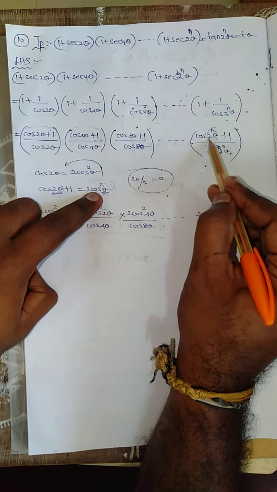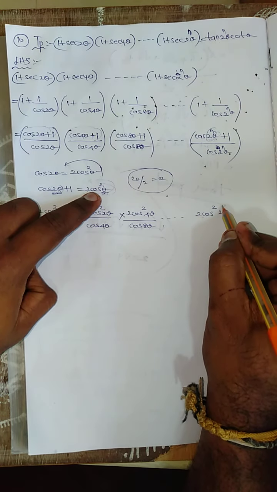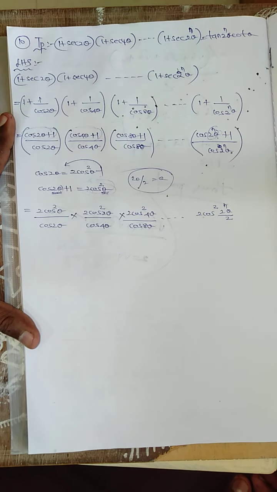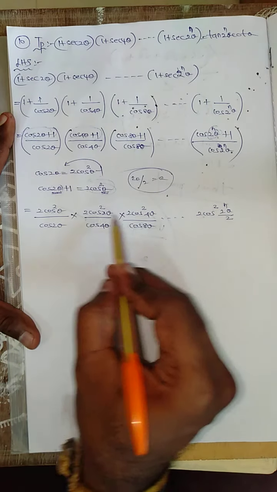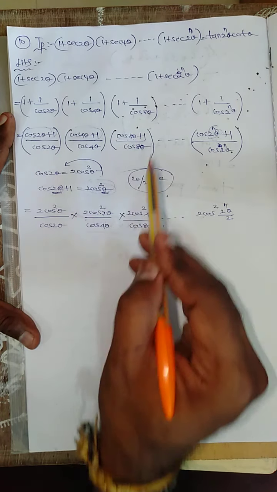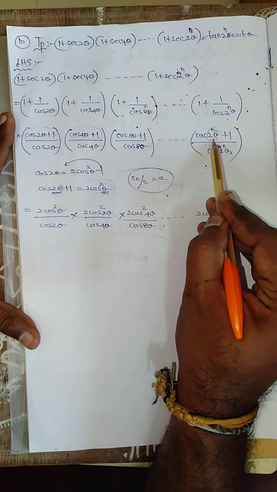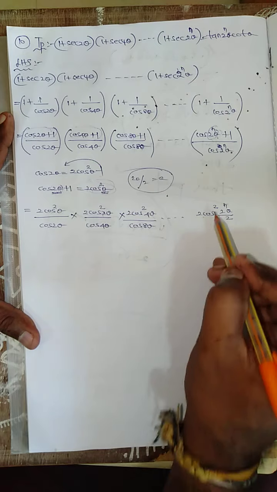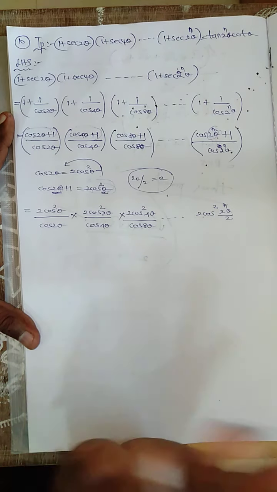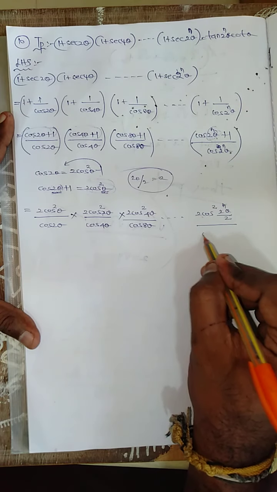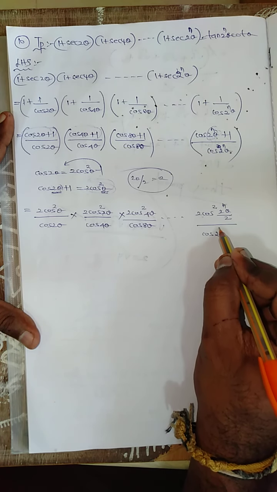Here, half of 2 power n theta is nothing but 2 power n theta by 2. Just as 4 theta by 2 is nothing but 2 theta, and 8 theta by 2 is nothing but 4 theta, this is half of it. For 2 power n theta, I put the 2 as it is, because this 2 I can't cancel: it is 2 power n, divided by this one, I write cos 2 power n theta.